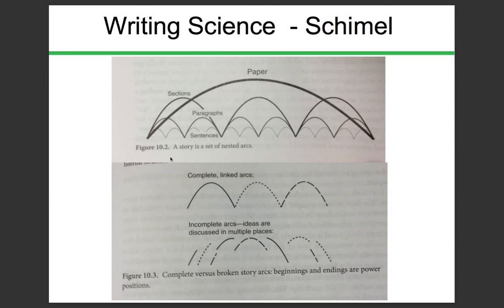I usually do this by working on paragraph plans, trying to start my arc from the beginning to the middle, and then build those into sections and then into the paper. And I'm often guilty of this. When I first write drafts, I end up with these incomplete arcs. Ideas that are discussed in multiple places but not clearly brought from beginning to end.